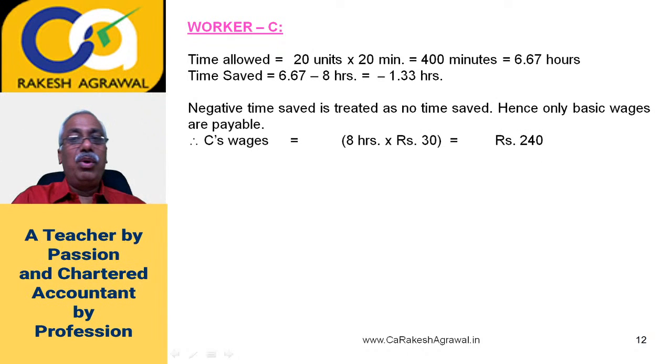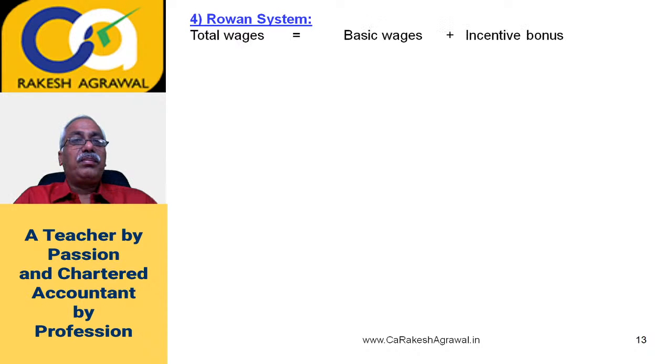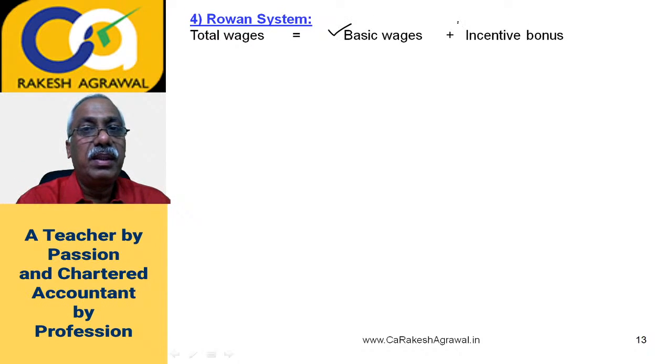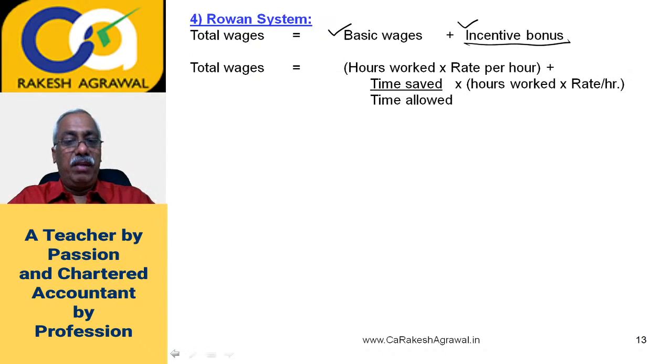Now we go to the fourth method, and that is Rowan system. This is another incentive scheme which is similar to Halsey, only the formula of bonus will change. So the basic formula is same. Total wages is basic wages, basic wages means again time wages, plus incentive bonus. Only this formula will now change. The calculation of bonus will change. And the formula is this.